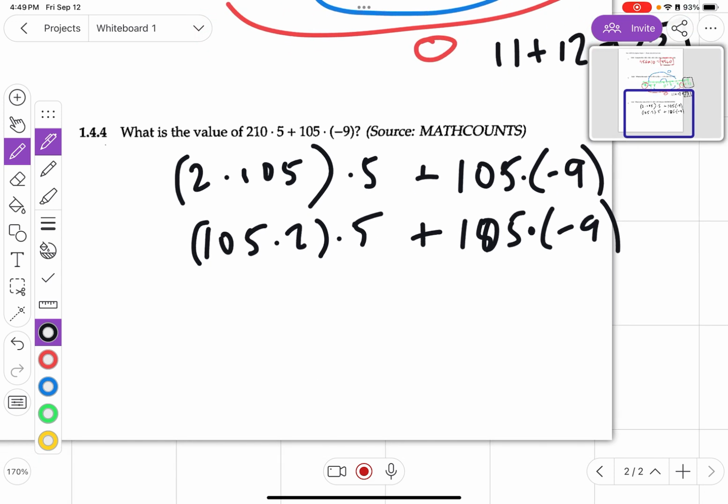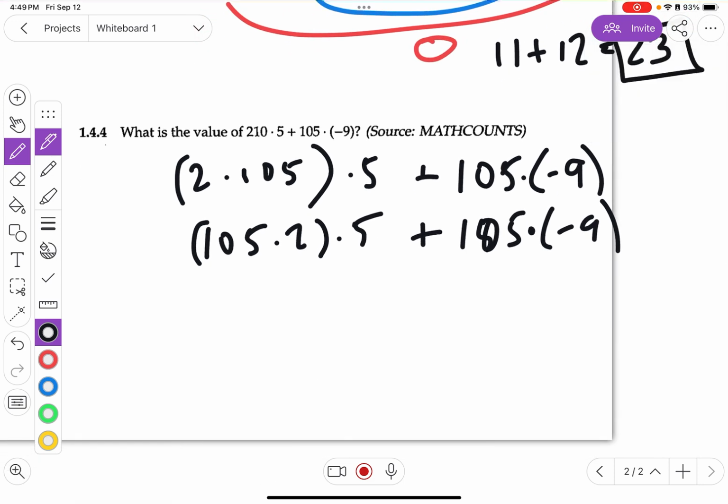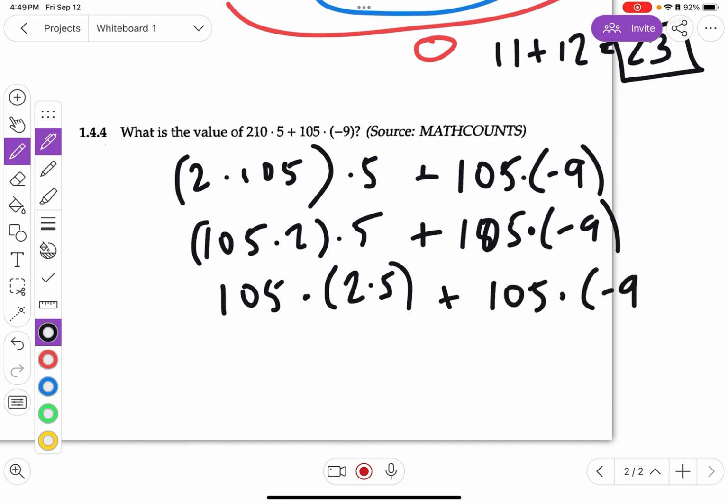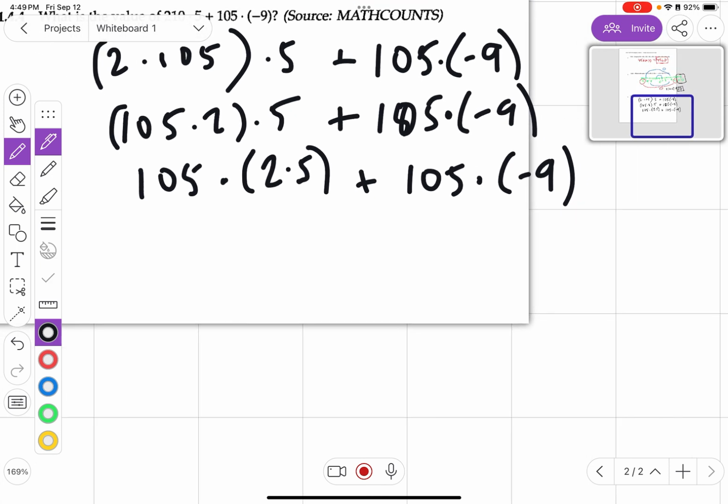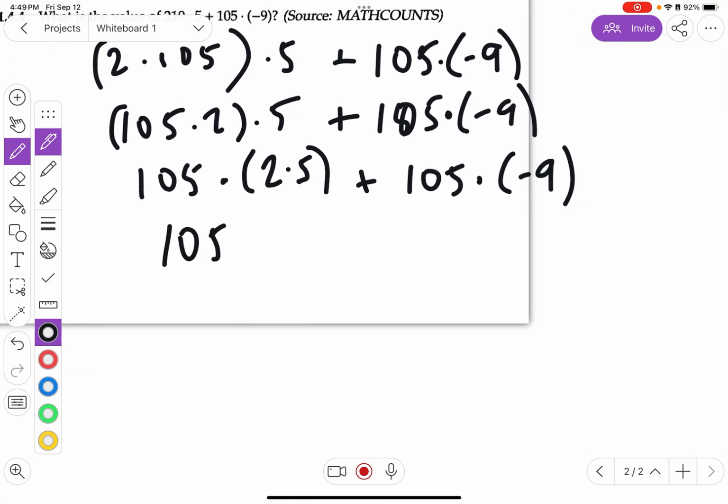And then I'm going to use associative property and say, I don't really want to multiply 105 and 2, so I'm going to change it to have 105 times 2 times 5. So there's that 2 times 5 again, making 10. Okay? And we have 105 times -9. Okay? So we say, oh, I have 105 times 10, and I have 105 times -9. Maybe there's something I can do to consolidate that.